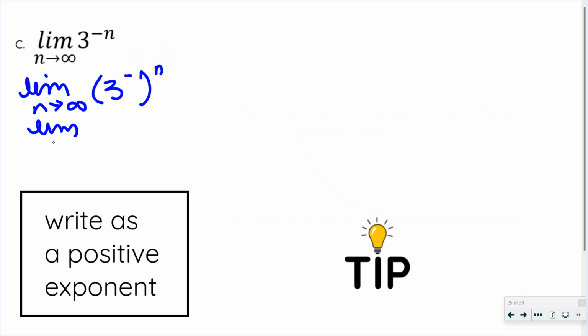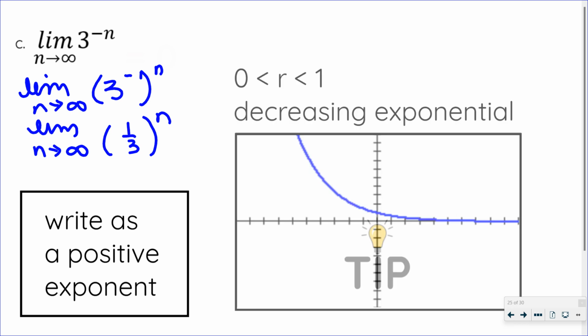Then I'm going to rewrite this as the limit as n approaches infinity. Now 3 to the negative 1 is the same as the reciprocal of 3, which is 1 over 3. So now I have a base with a positive exponent. I see that my base is in between 0 and 1, so again, it's a decreasing exponential graph. And I know that as n approaches infinity for decreasing exponential graphs, this whole limit goes towards 0.